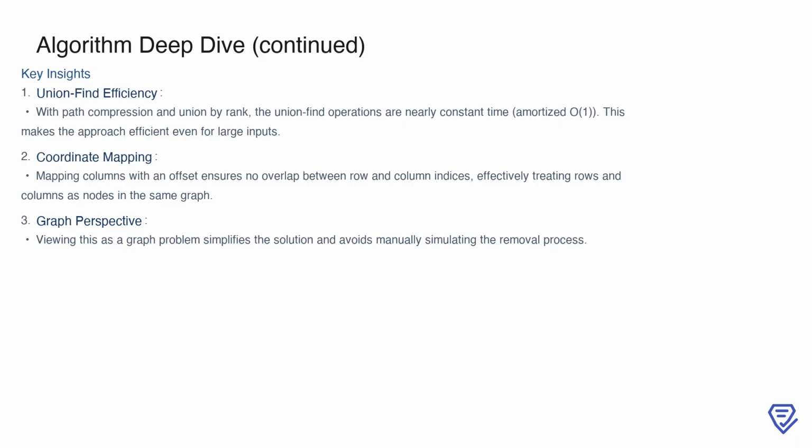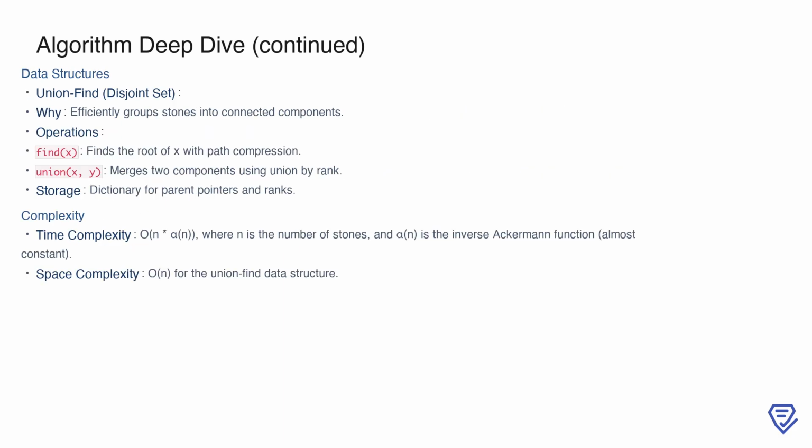Instead of trying to manually simulate the process of removing stones, we focus purely on the structure of connected components, which provides a clear and efficient solution to the task. The union-find data structure is at the heart of this solution. It allows us to efficiently group stones into connected components.